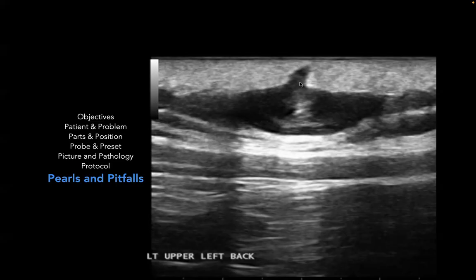Now, occasionally, there might not be a punctum present. You might only see a cystic appearance underneath the skin and some echogenic material. However, if it is not irritated or inflamed, you can usually tell the difference between this and an abscess by the way it looks. This usually has a more well-circumscribed appearance, versus an abscess has a more atypical, irregular appearance.